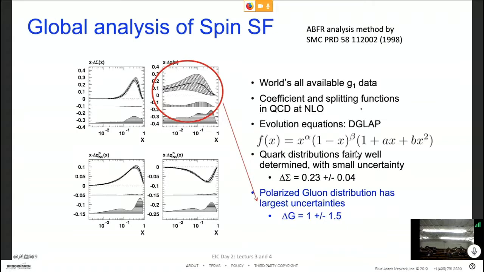By the way, we did one thing right, and we measured delta sigma very precisely. That came out to be 0.23 plus or minus 0.04. Remember, this was 0.17 before. So we did very well on that front, as expected, because we are measuring things in the region where quarks reside. We are really at the edge of places where gluons live. So that's why the gluons are very unsatisfactory. We have to do something different.